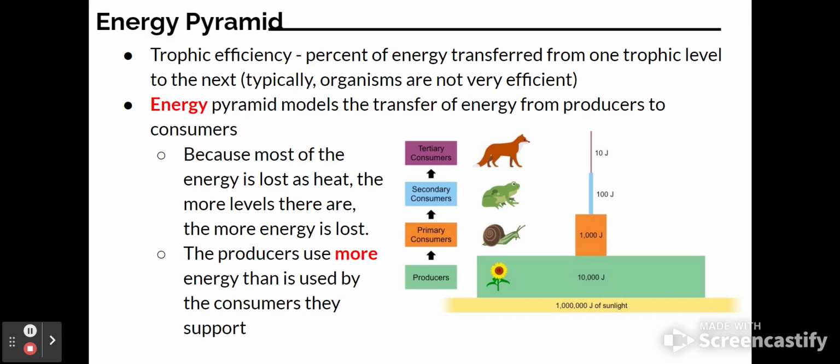An energy pyramid models the transfer of energy from producers to consumers. Because most of the energy is lost as heat, the more levels there are, the more energy is lost. The producers use more energy than is used by the consumers they support.